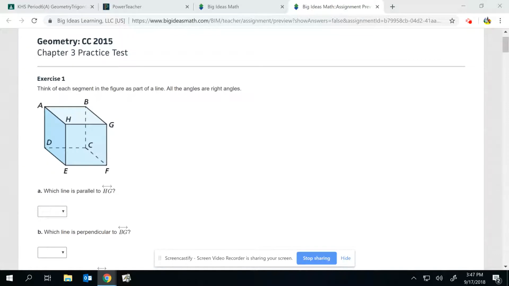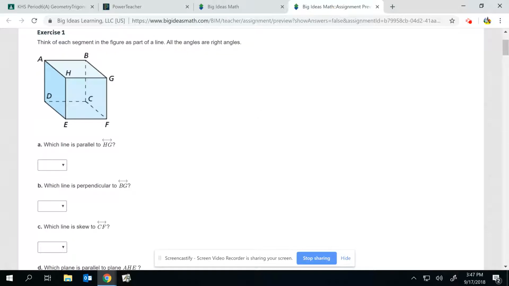So here's number 1. It says, think of each segment in the figure as part of a line, so they extend on forever. All angles are right angles. So it says, which line is parallel to HG? HG is this line right here. You can see H to G right there. And which line is parallel to that? So we're going to take a look at it.